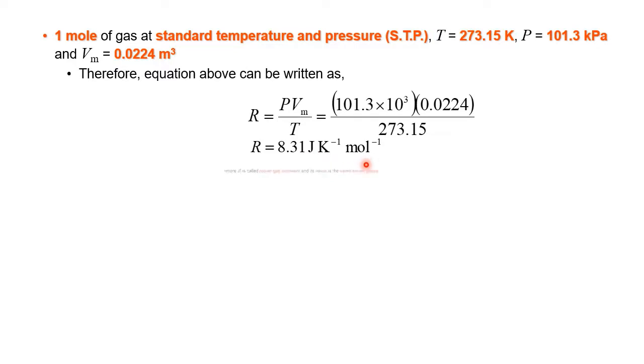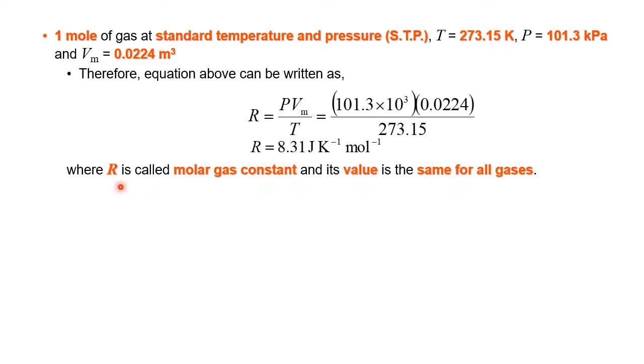Okay, so R is called molar gas constant. Okay, so actually R ni akan diberi, okay, R will be given, okay, in list of formula and its value is the same for all gases. Okay, nilai R ni sama untuk semua jenis gas. Okay, thus PV over T equals R.